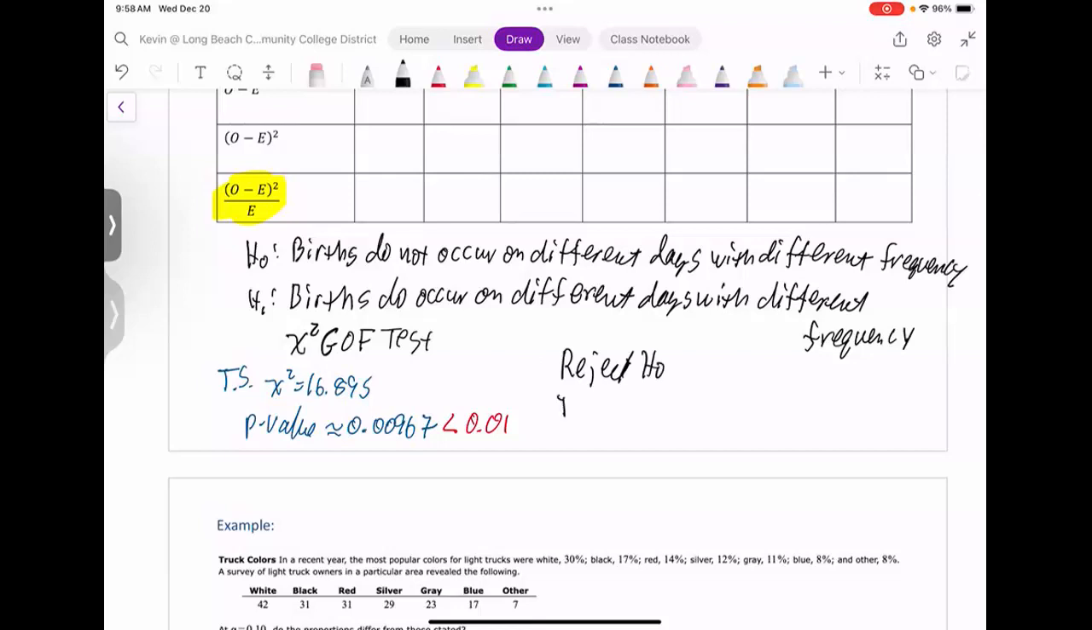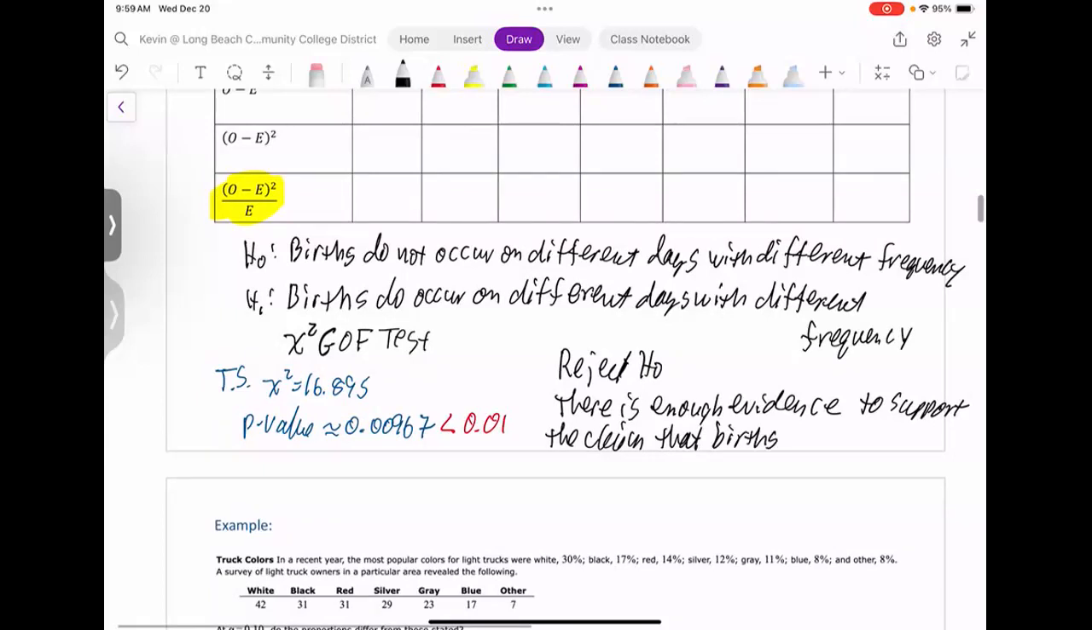Which means there is enough evidence to support the claim that births occur on different days with different frequency.